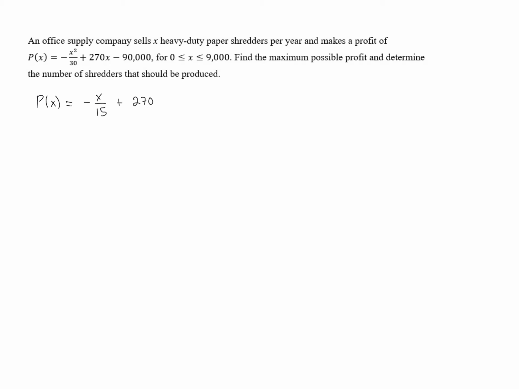This is never going to be undefined, so our only critical number is going to happen when it equals 0. Now I'm going to add the x term to both sides just to move that to the right and have everything be positive. And then to get x alone, we multiply both sides by 15, and that'll give us 4,050. That's our only critical number, so we're going to need to evaluate the function at 4,050, and also at the endpoints, which were 0 and 9,000.